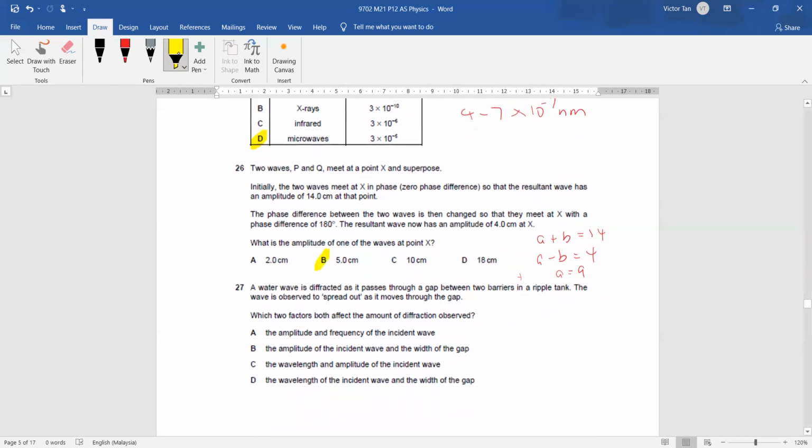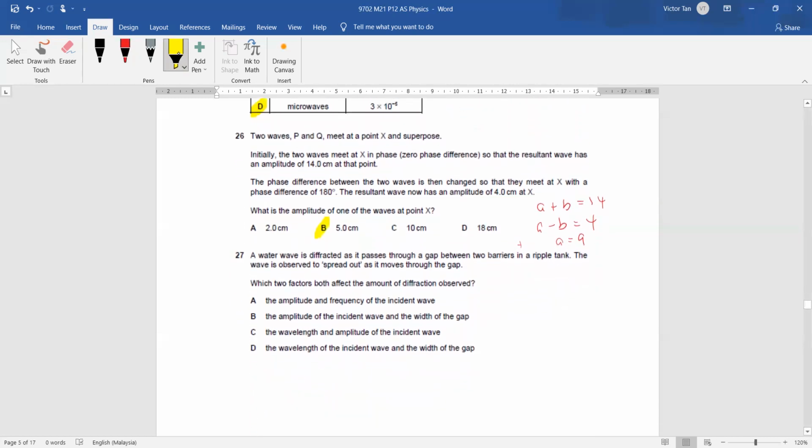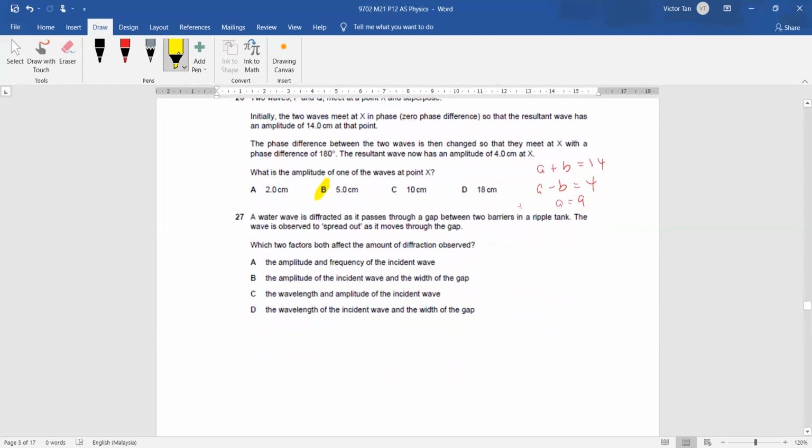A water wave is diffracted as it passes through a gap between two barriers in a ripple tank. The wave is observed to spread out as it moves through the gap. Which two factors both affect the amount of diffraction observed? So diffraction is always wavelength. So these two will not be there. Okay, so it's always wavelength and the gap. So it should be D.